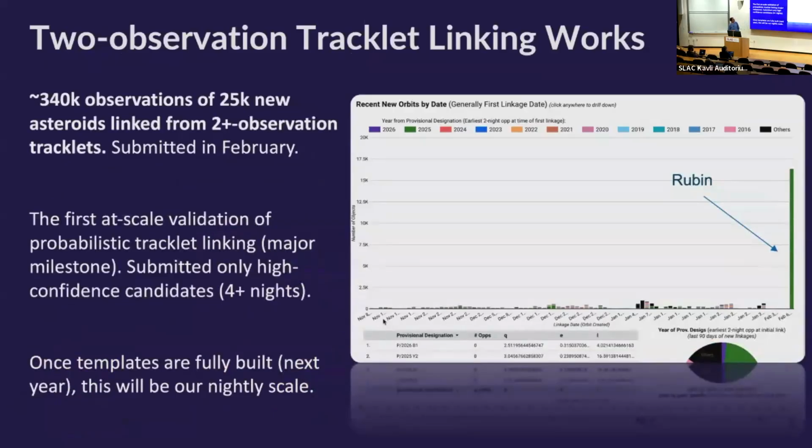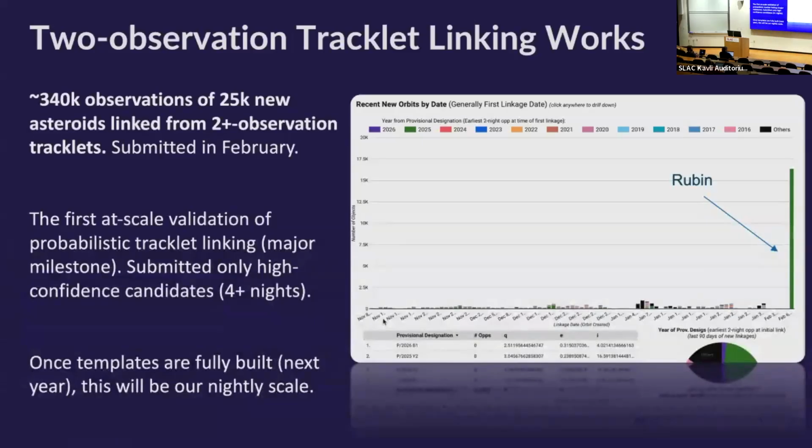So we were quite happy with Rubin in February. I think we did it, in February, when we submitted about 25,000 new asteroid linkages from 2+ observation tracklets, and it worked. This really proved that the observatory can find tracklets with this cadence. It was an at-scale validation of tracklet linking. We submitted only high confidence tracklets this time, so 4 nights. We're aiming for only 3-night tracklets in the end. And the numbers that you can see on this plot are daily submissions to the Minor Planet Center.